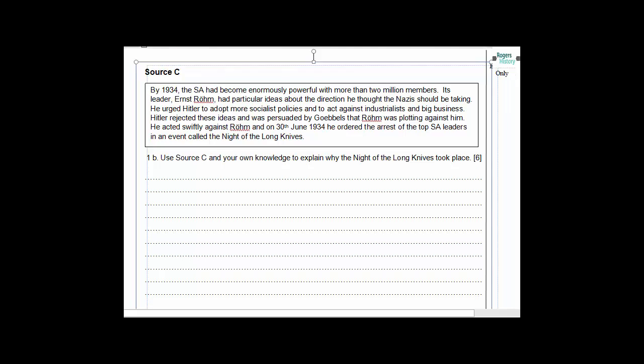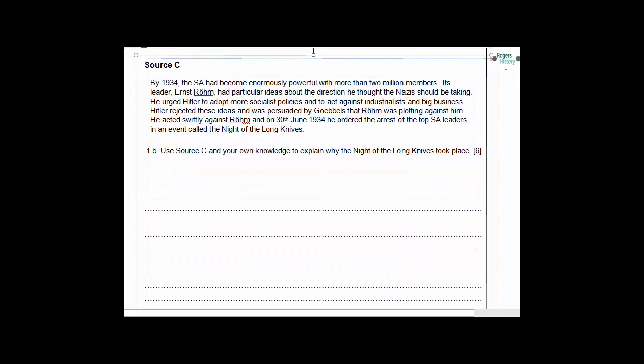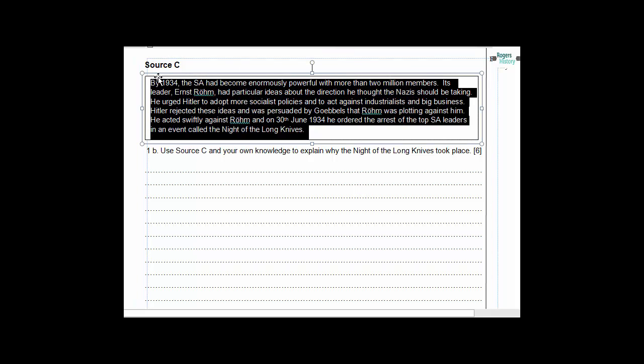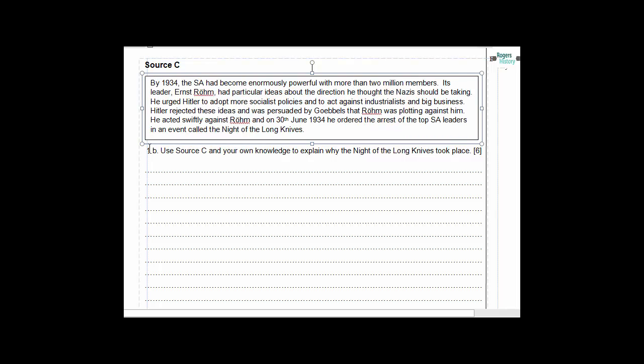Try to be as specific as possible with your own knowledge that you bring in on the answer, and it's worth 6 marks. So it's potentially a lengthy answer. But remember, 6 marks normally means about 7 minutes, and you will be pushed for time on this Germany exam. So you need to think very carefully about making sure you cover the source, say what the source says in your own words, and bring in your background knowledge to answer that question.